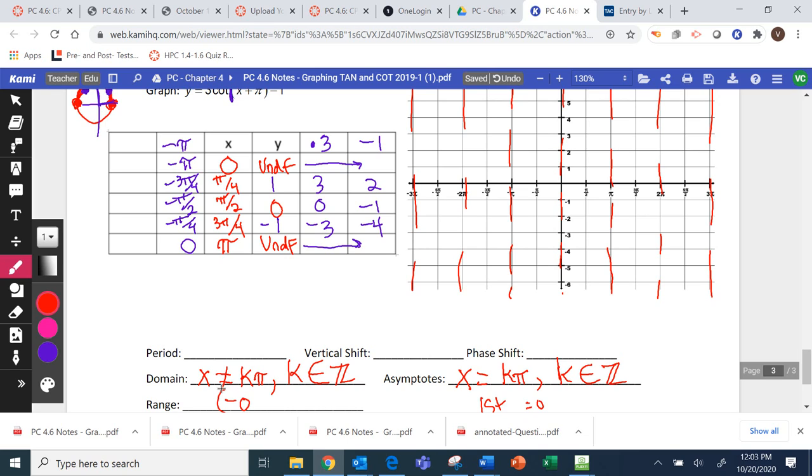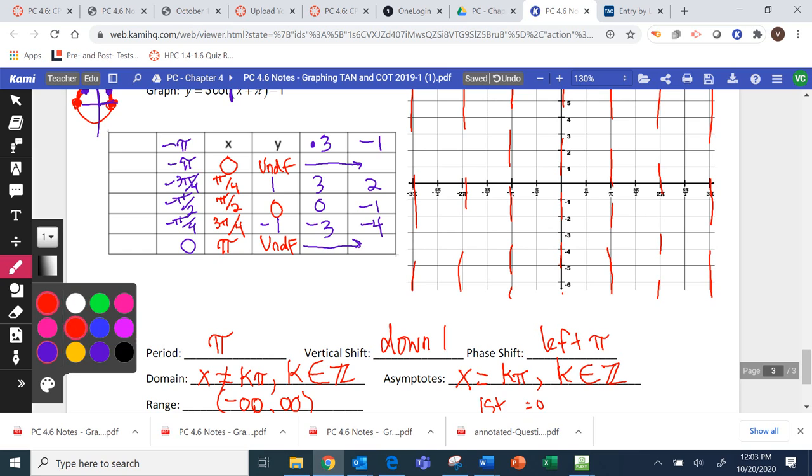And I already know this answer too because it's always the same. The period is just pi. Vertical shift, we went down 1. And the phase shift, we went left pi. And I got all that information from my table, not really from my graph, because I didn't even graph it yet. See, at negative 3 pi over 4, I get 2.